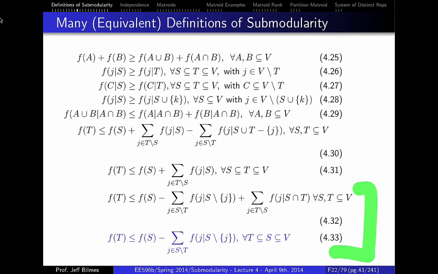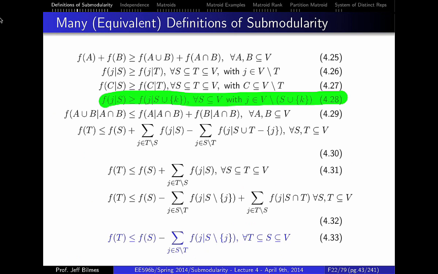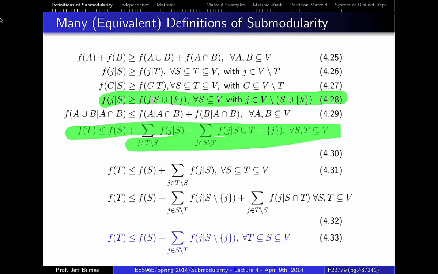Now what we're going to do is prove some of these. I think that's the last one. Hold on, let me just check. That's the last one. So we're going to prove that 4.28 is equivalent to 4.30, and that's equivalent to 4.31. Now, 4.28 is already a definition of submodularity. So of course, 4.30 and 4.31 are also definitions. In fact, all of these things are equivalent.